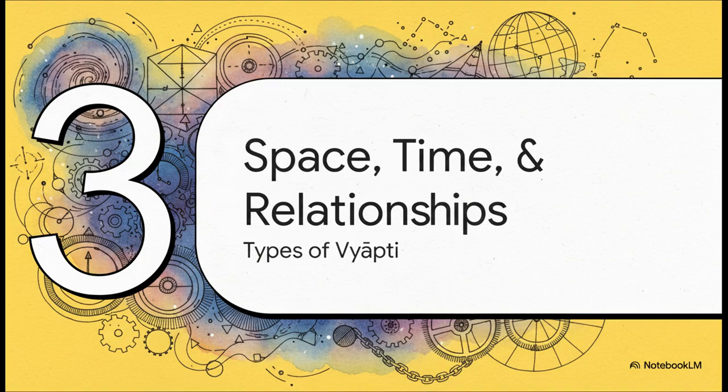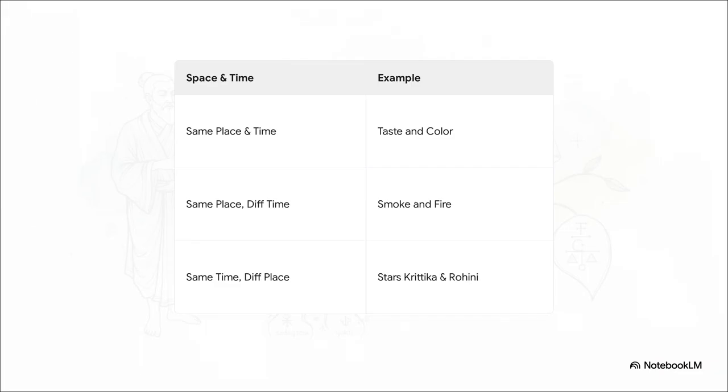And this brilliantly illustrates our third section, space, time, and relationships. Let's look at exactly how far these logical relationships can stretch. This is where you see the sheer flexibility of this ancient framework. Jayatirtha, supported by later scholars like Raghavendra Tirtha, mapped out 9 distinct types of invariable relations based purely on space and time. Let's methodically break down the first 3. First, we have things that exist in the same place and same time. Think of taste and color in a ripe mango. Where there's that specific sweet taste, there's that specific yellow color.